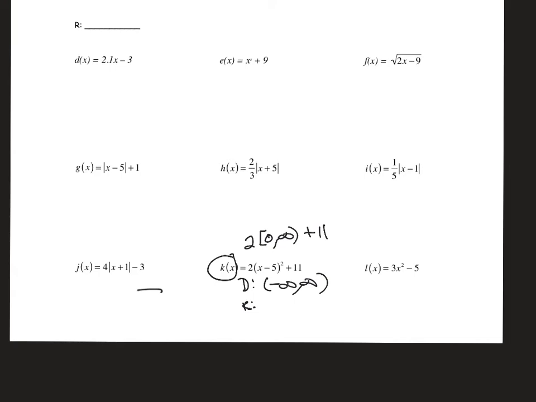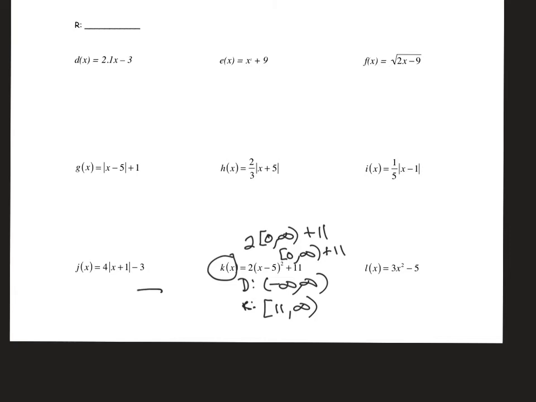2 times 0 is 0. 2 times infinity is still going to be infinity, or infinitely huge. Then you've got plus 11. So the range is going to be 11 to infinity. Okay, so that's kind of how you would think about it.